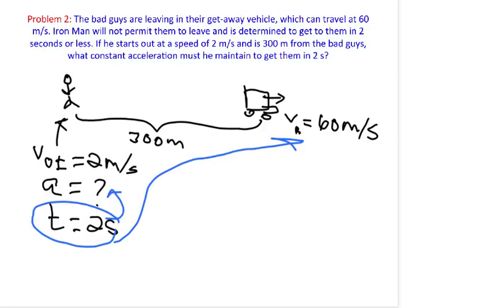based on what we're looking for. So it's about them meeting. We want to set up an equation where xi is equal to xb. So Iron Man's position is equal to the bad guys'. That's the time, that is when Iron Man gets the bad guys.